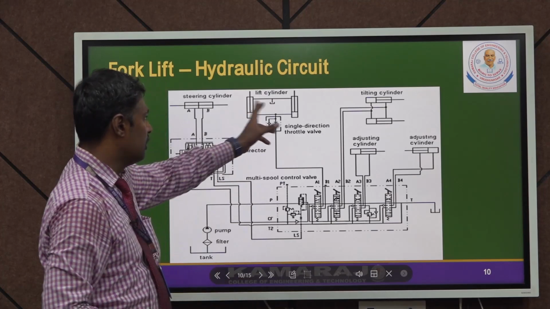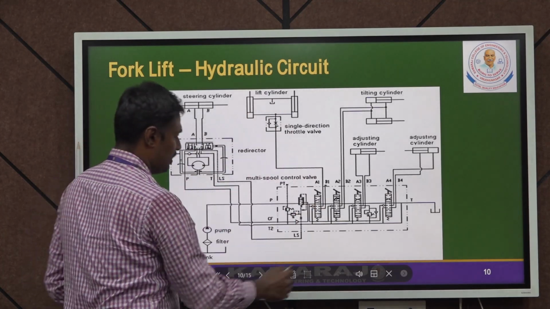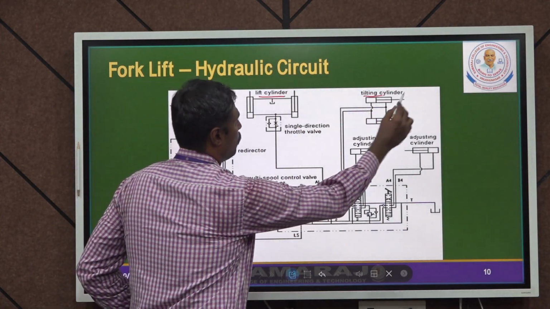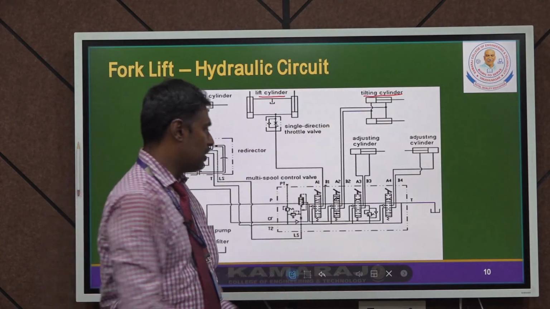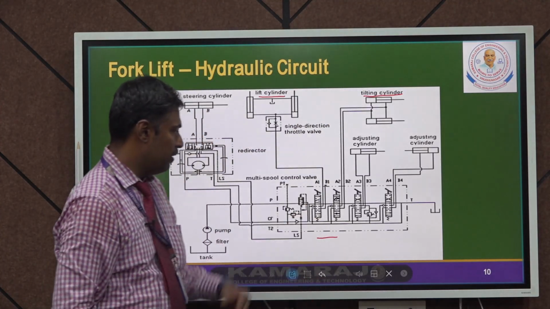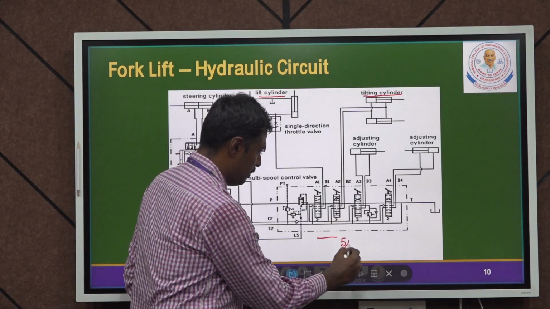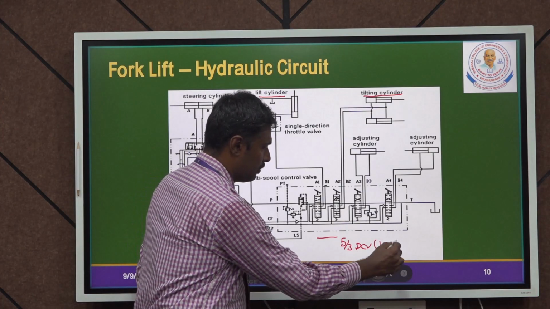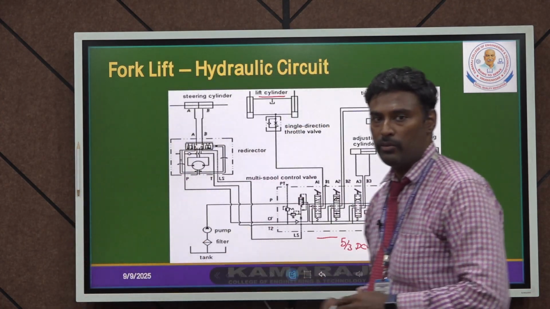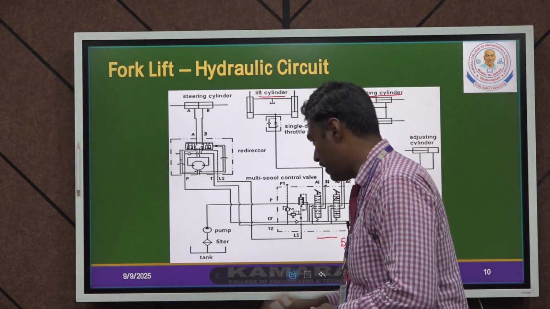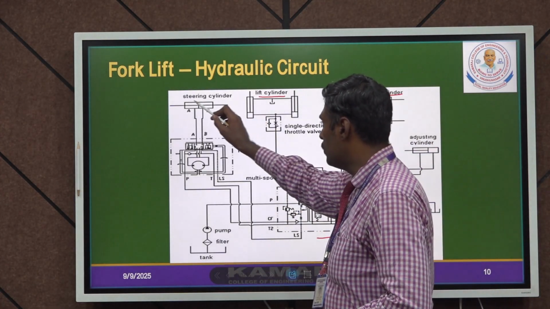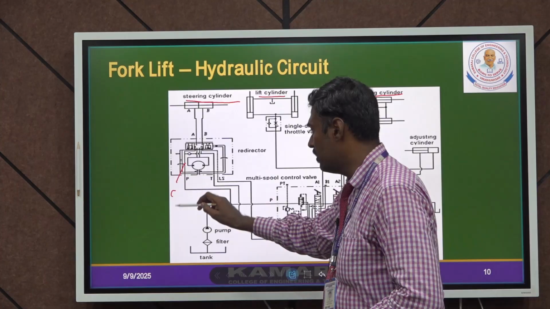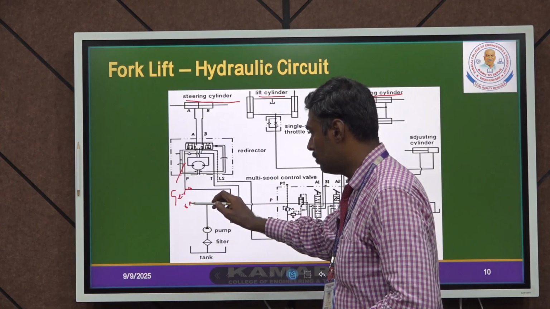So, here we have two lift cylinders and two tilting cylinders. All these cylinders are controlled by using 5/3 valves. These are all 5/3 DCVs, which are operated by lever. These are all the lever actuated 5/3 DCV valves. Once controlled, here we additionally have steering cylinders. The steering cylinder is completely run by using a servo valve.